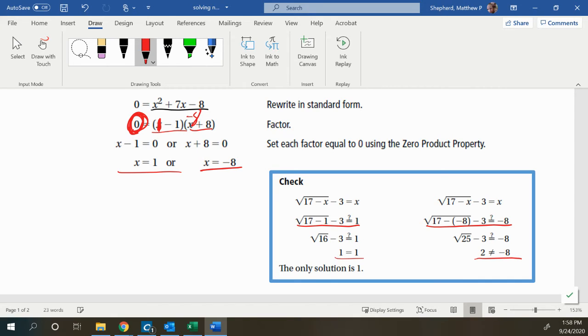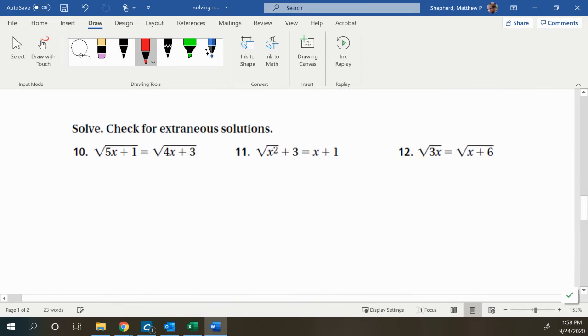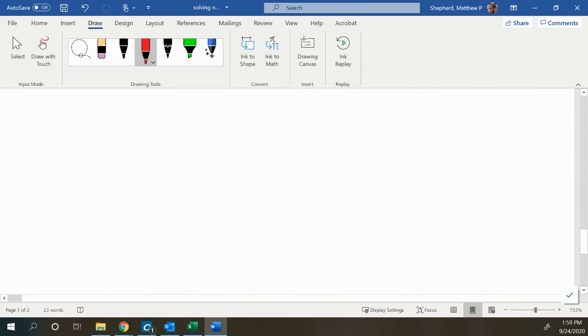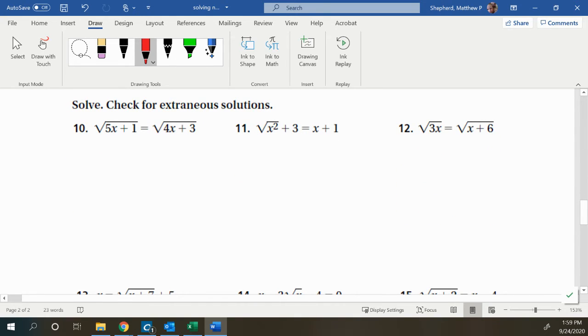Therefore, the negative 8 is what we call an extraneous solution. Okay, it is not an actual solution. Solutions make the equation true. Negative 8 did not. So that is why it is an extraneous solution. So in these next problems, we are going to be solving them and then checking for extraneous solutions.